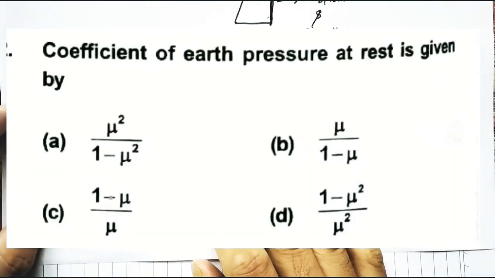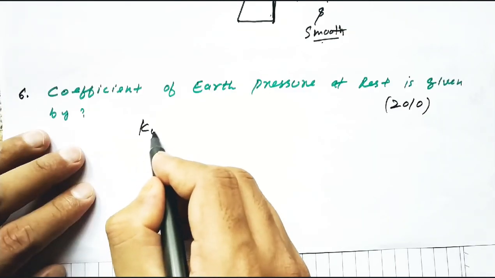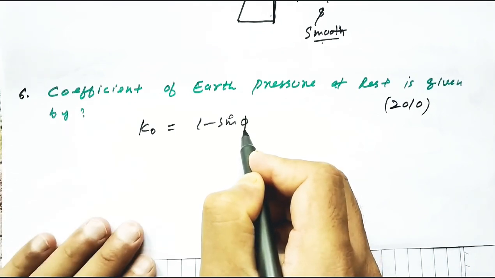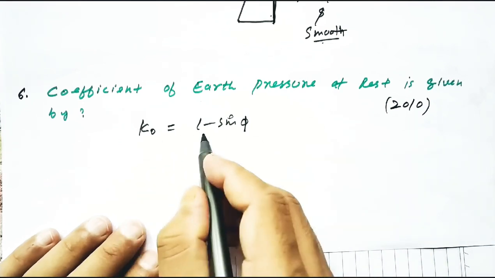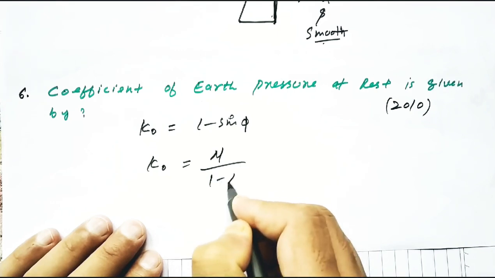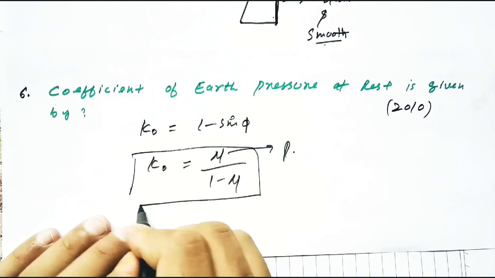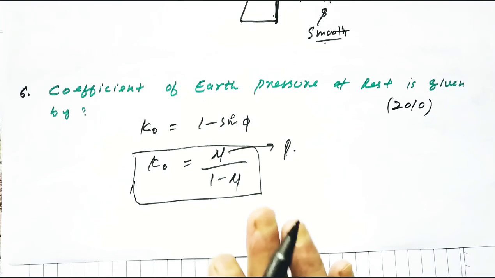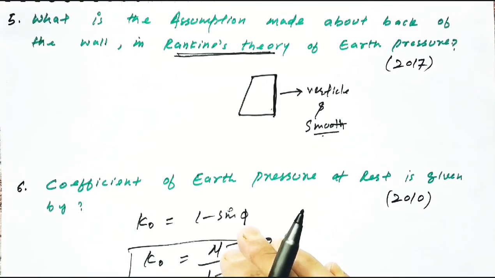Coming to next question, coefficient of earth pressure at rest is given by K naught, and that is equivalent to 1 minus sine phi, right? So K naught is the coefficient of earth pressure, and it is also equivalent to, in terms of Poisson's ratio, mu upon 1 minus mu. Here mu is the Poisson's ratio. Okay, so this was a very important question as well, asked in SSC JE as well as GATE, I think. So guys, this was all about some important conceptual questions which had been asked in SSC JE from past few years.